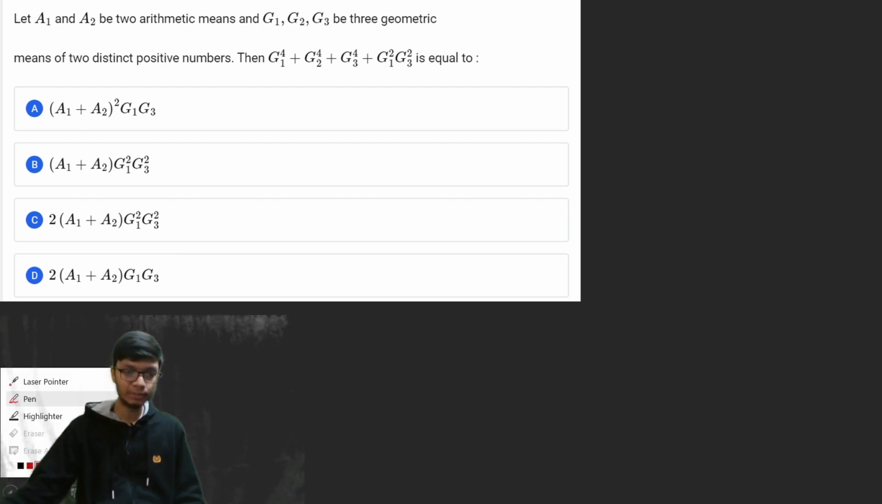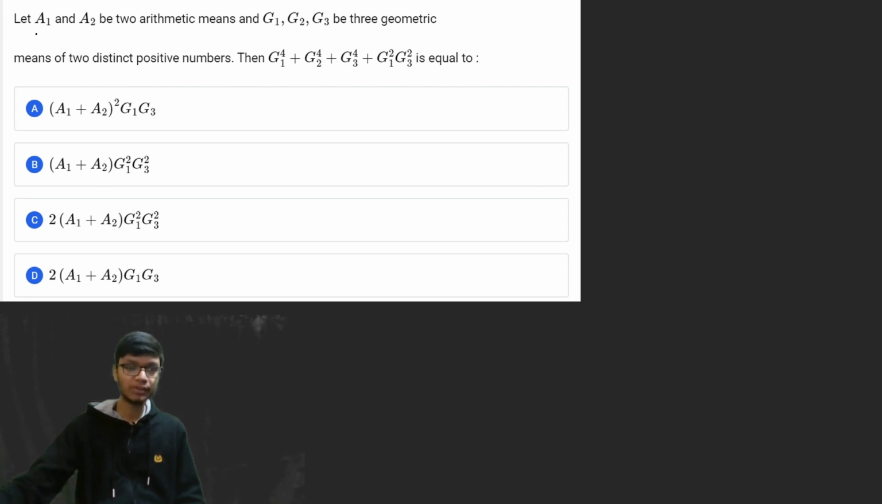Let's get started on the very first problem. The first problem says: let A1 and A2 be the arithmetic means and G1, G2 and G3 be the three geometric means of two distinct positive numbers. Then we have to look for the value of this particular expression.